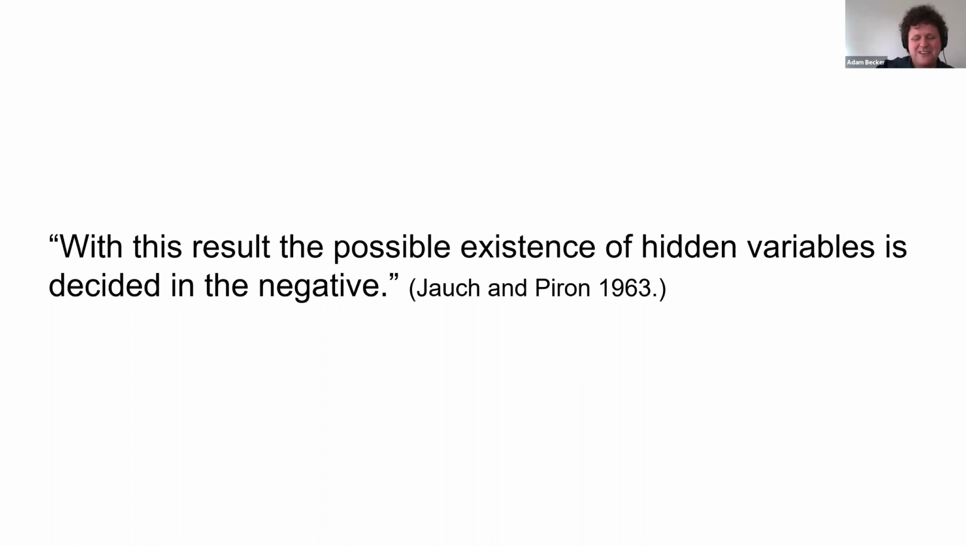When he talked to Jauch, Jauch said that there was also another result from Andrew Gleason from a few years earlier, I believe 1957, which as a corollary also, according to Jauch, ruled out things like Bohm's theory and other hidden variable theories. So Bell was basically motivated by the idea that everyone else was wrong.